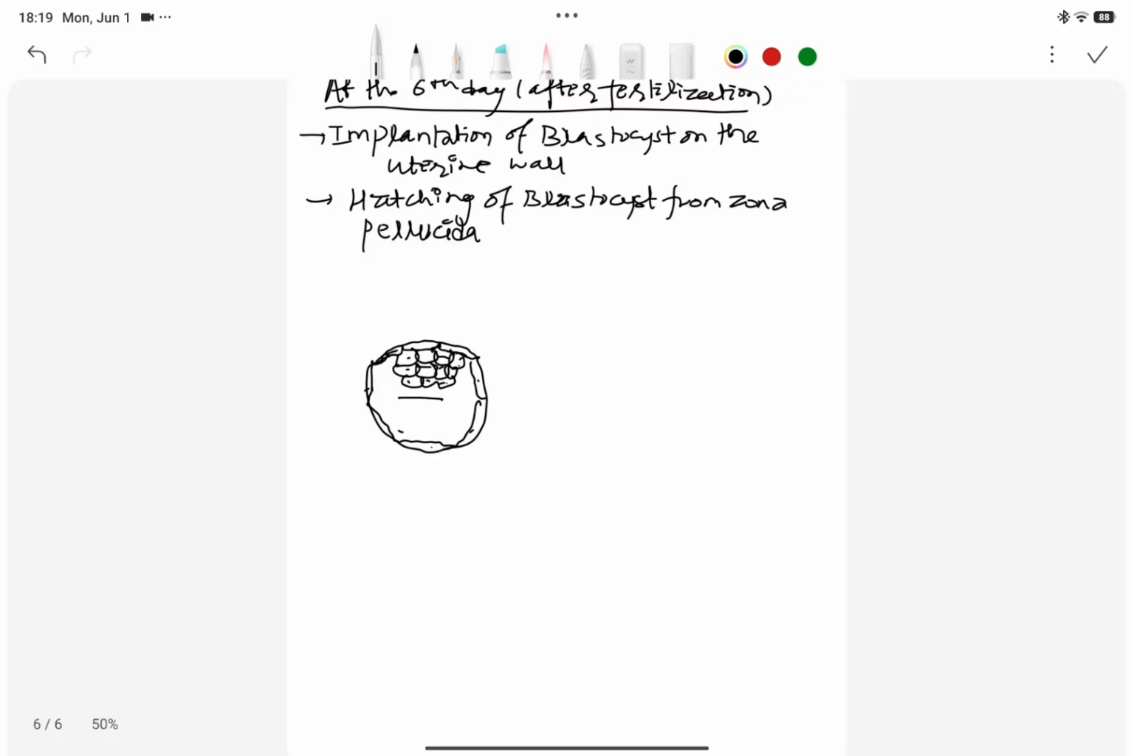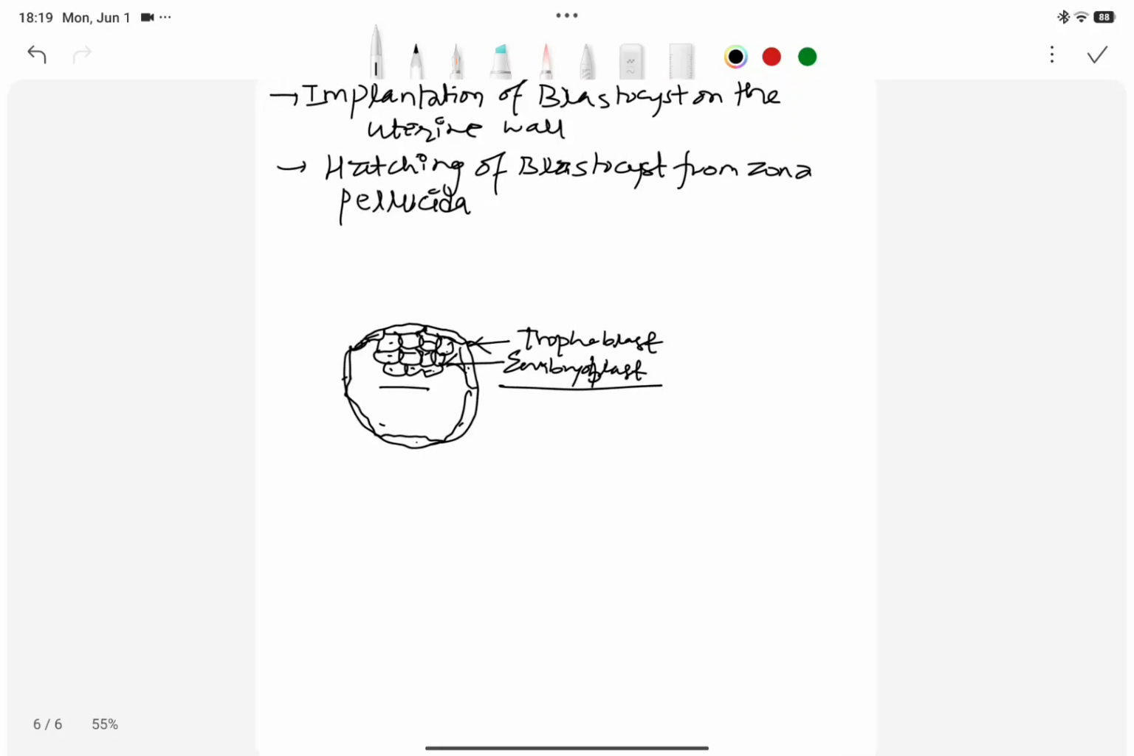So where is the embryoblast? This is the embryoblast, and this is the trophoblast. The pole towards the embryoblast is known as the embryonic pole, and the pole opposite to the embryonic pole is the abembryonic pole.